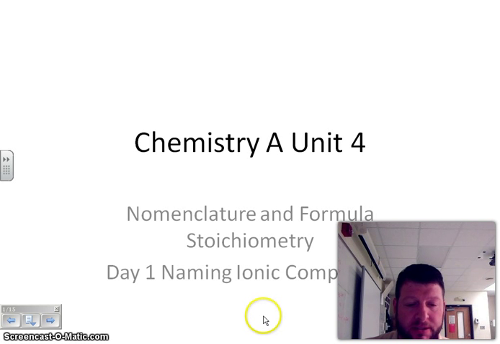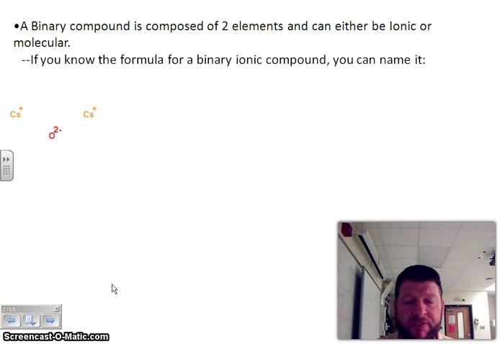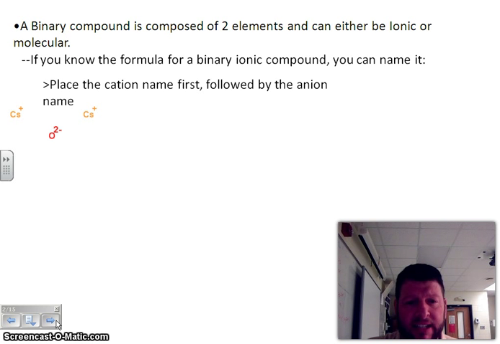So let's get started. Now, as you recall, a binary compound is composed of two elements and can either be ionic or molecular. Remember, if they are molecular, that is a covalent bond, so don't forget that. If you know the formula for a binary ionic compound, then we can name it. And we did discuss this in the last chapter a little bit when we were talking about bonding. But we always start with the cation. The cation comes first.